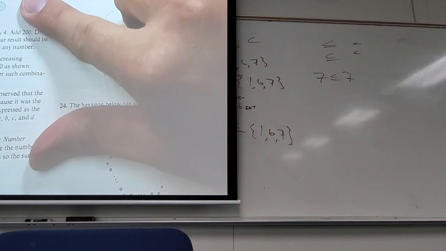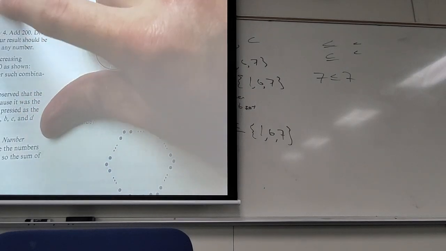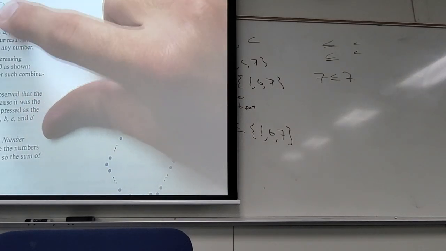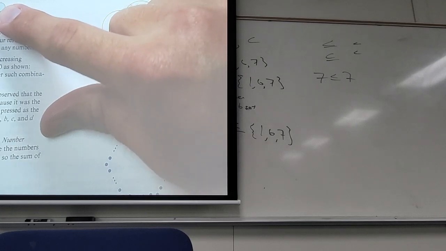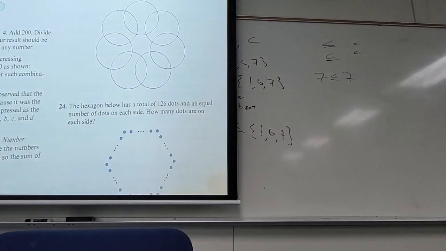Does this help? So like, if I put a 3 there, I cannot put a 2 there, or there, or there. So the difference between anything next to each other needs to be at least 2. Does that make sense?